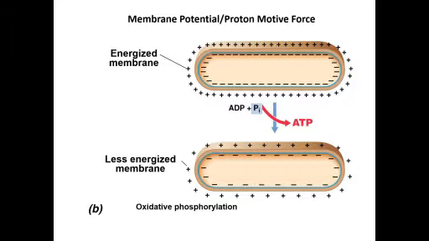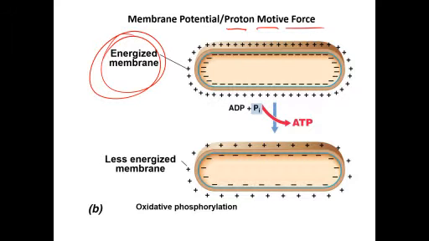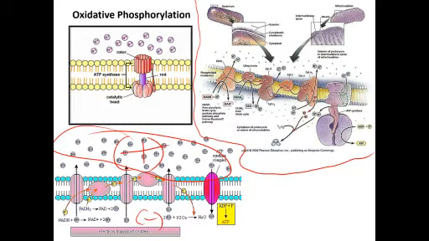Alright, so as you produce ATP, this difference in voltage dissipates a little. It's a less energized membrane. A cell is constantly trying to keep the membrane energized. This membrane potential is also referred to as a proton motive force, because think about it: these protons are pumping through this ATP synthase. It's a motor force, causing this motor, this pump, to generate ATP.